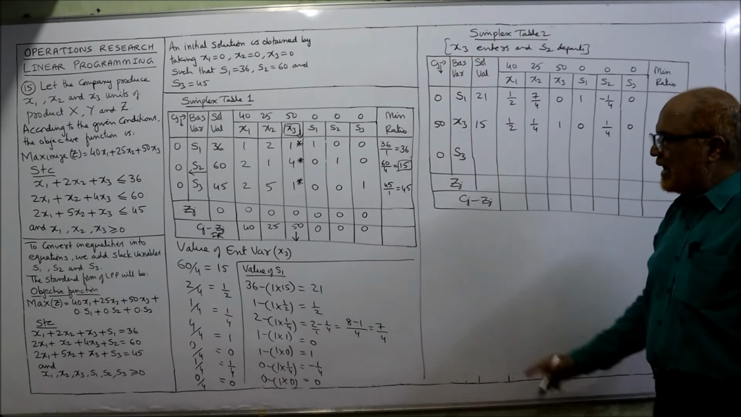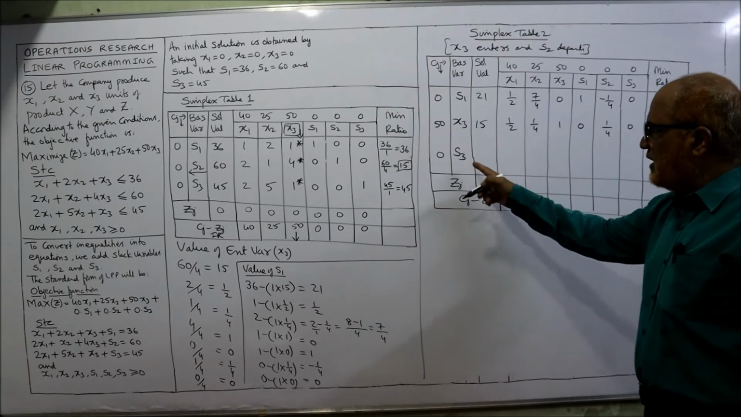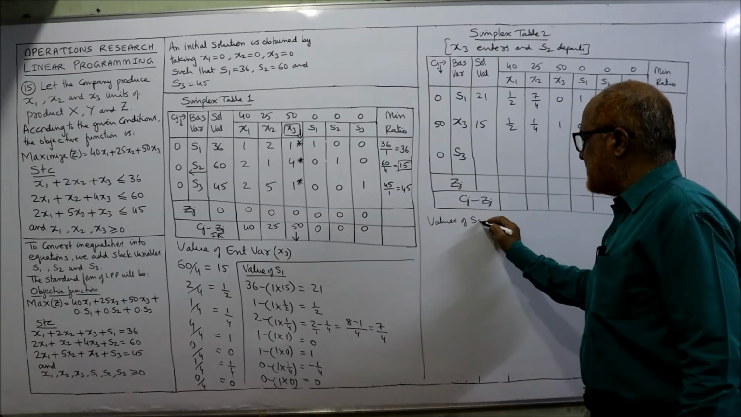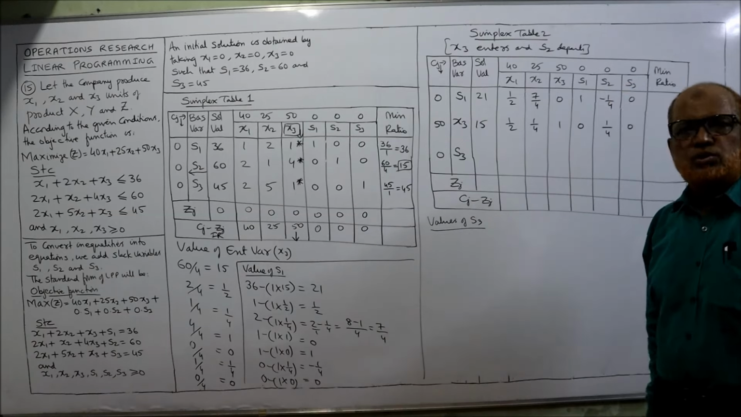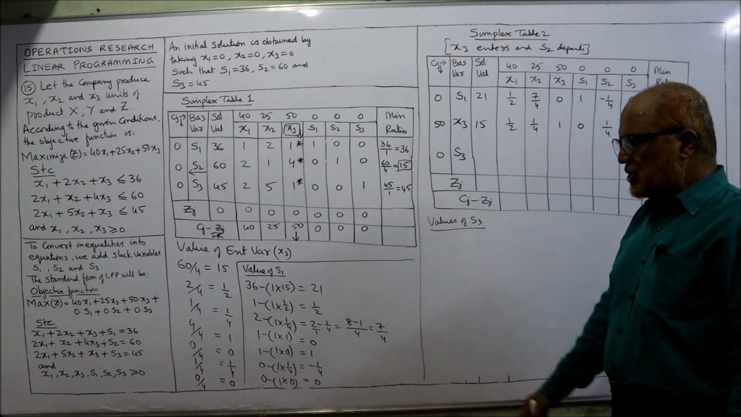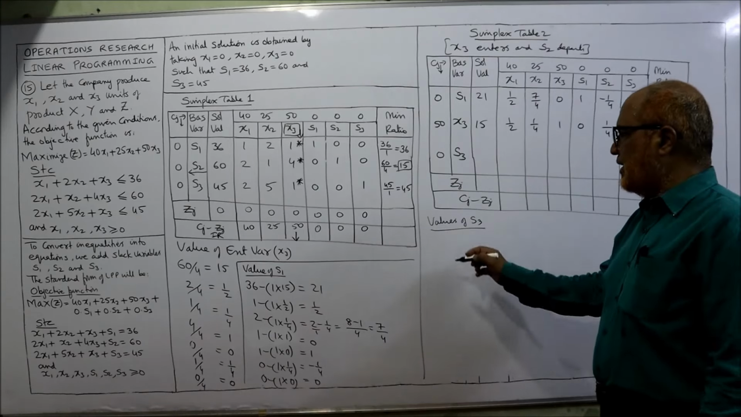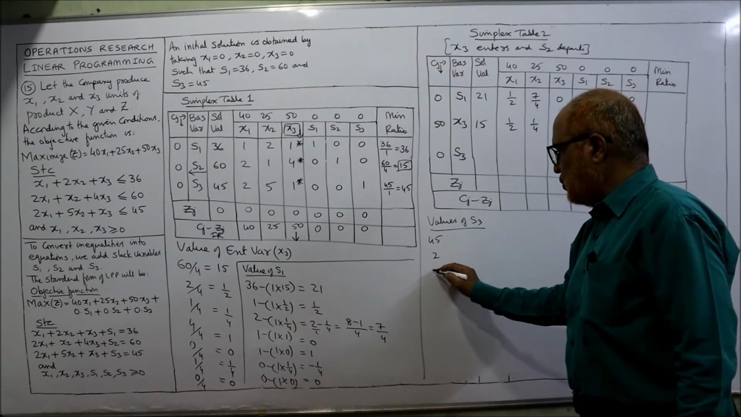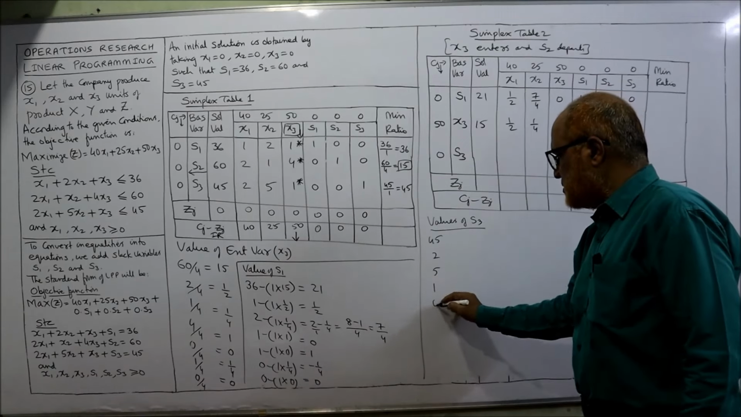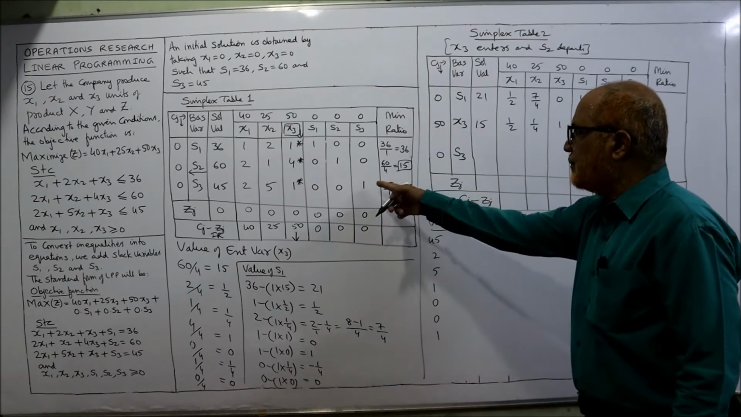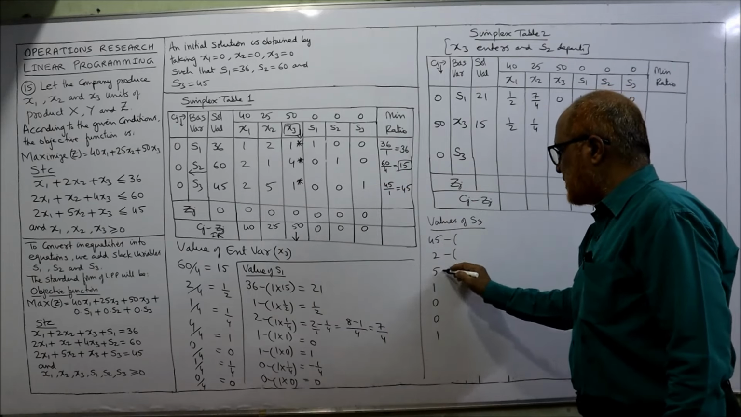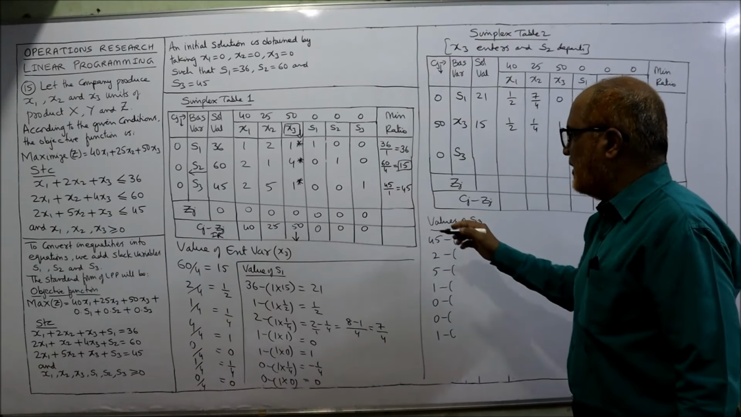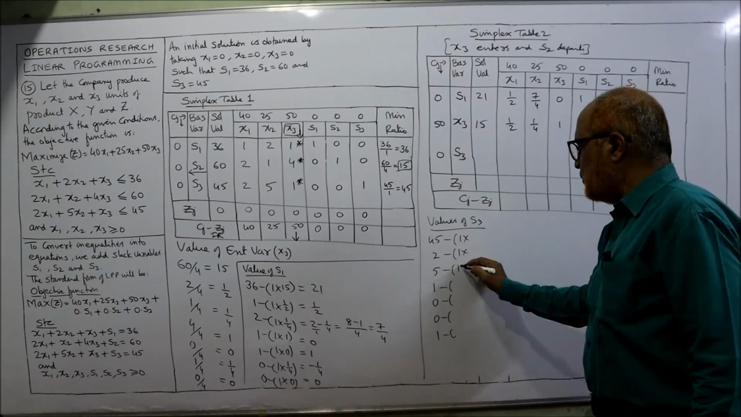We got the values of S1. Similarly, we need the values of S3. Same formula: old values minus intersectional element into values of the entering variable. Old values of S3 are 45, 2, 5, 1, 0, 0, 1, right? Minus intersectional element of S3. What is the intersectional element? 1. 1 into.